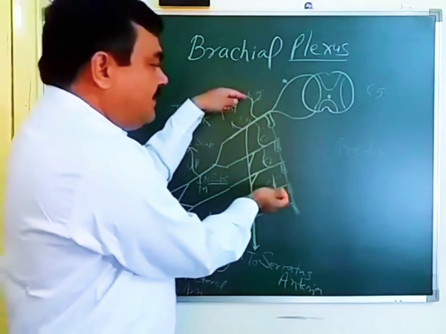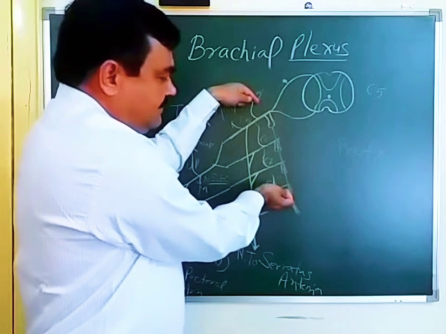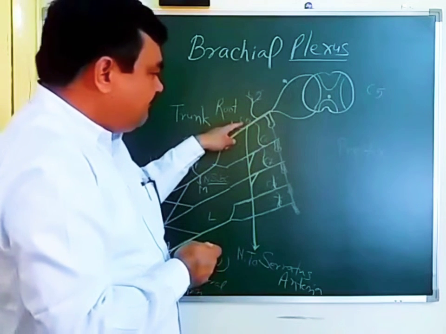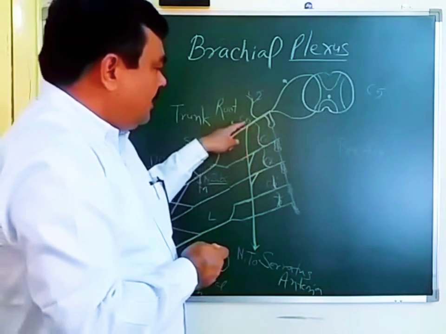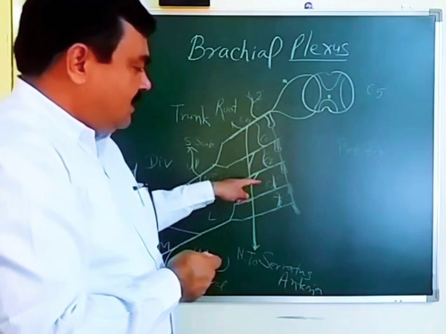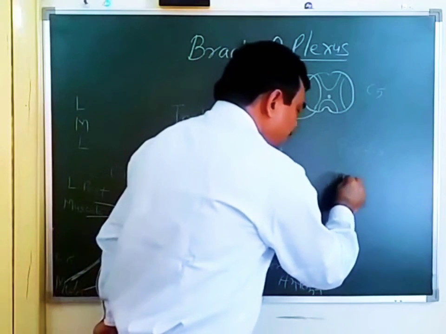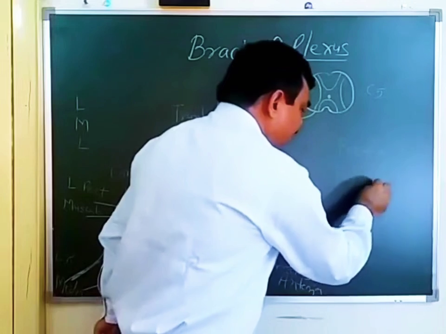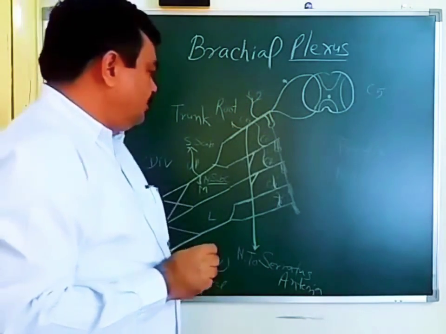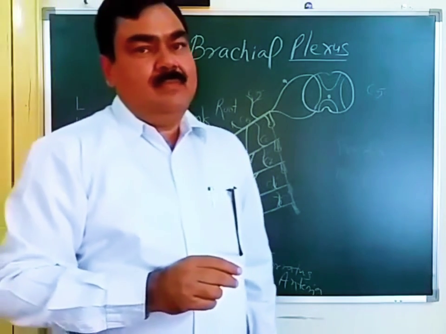In some cases, this whole system may shift to the inferior side. That means in spite of C5, it starts from C6, C7, C8, T1 and T2. That condition is known as postfix brachial plexus. So this is all about the brachial plexus.